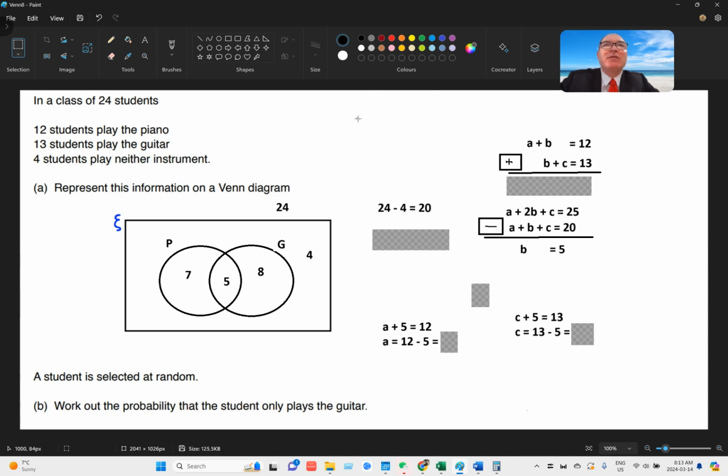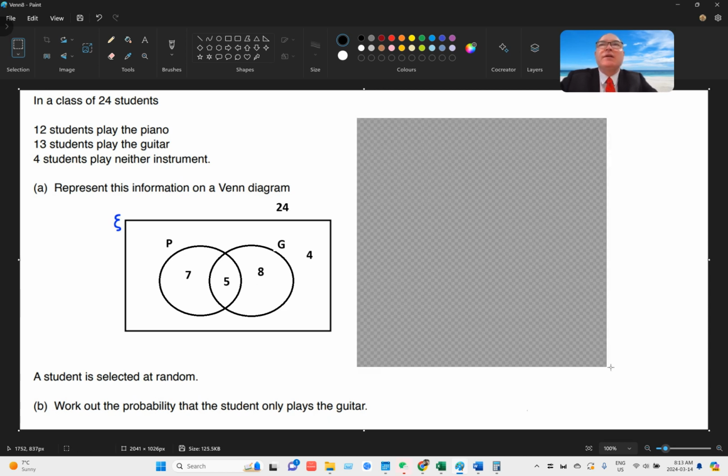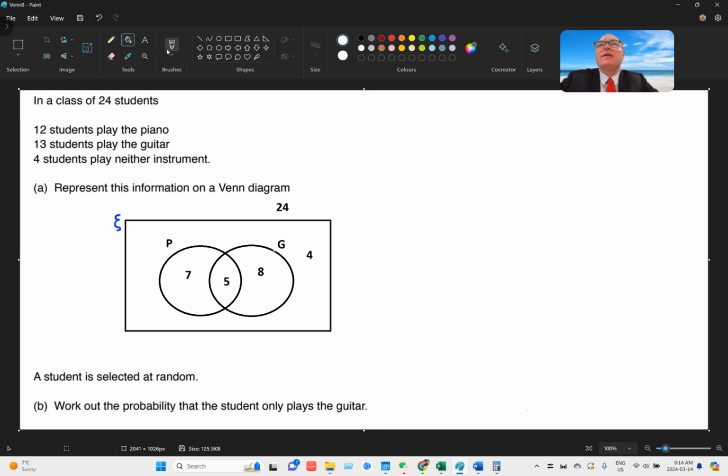Now, I'm going to erase all of this because we need some more scrap work here. Scrap space, black, and now I've got to answer this question down here. Work out the probability that a student only plays the guitar. That's only... No. That's people who don't play anything. Here's the 8 people who only... Oh, shoot. I'm making a mess. Only play guitar is 8. These 5, they play the guitar and the piano. We want only plays the guitar.